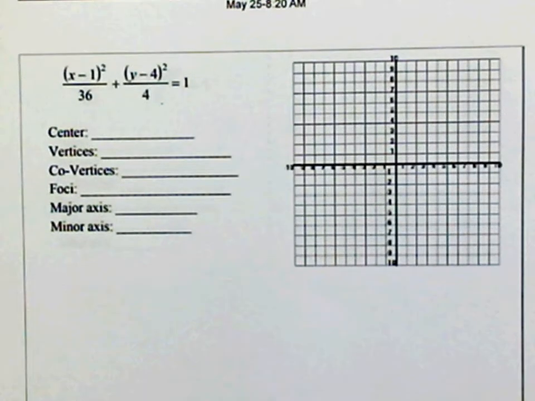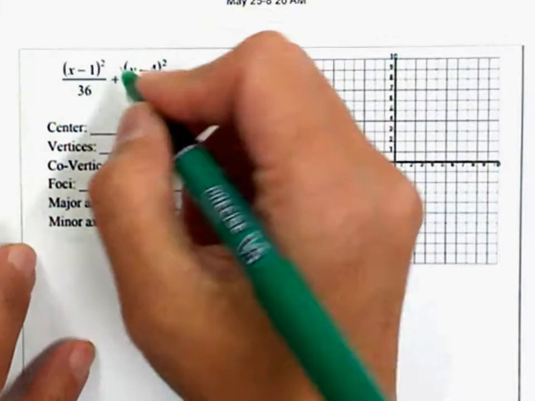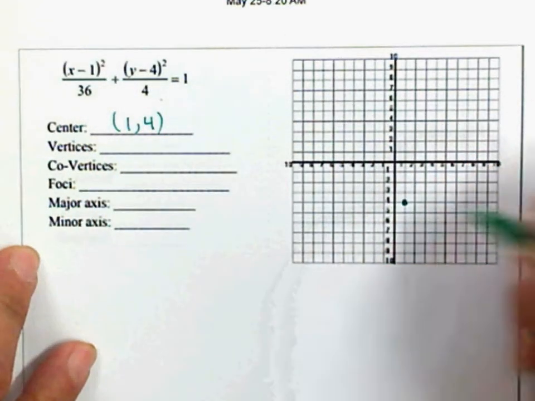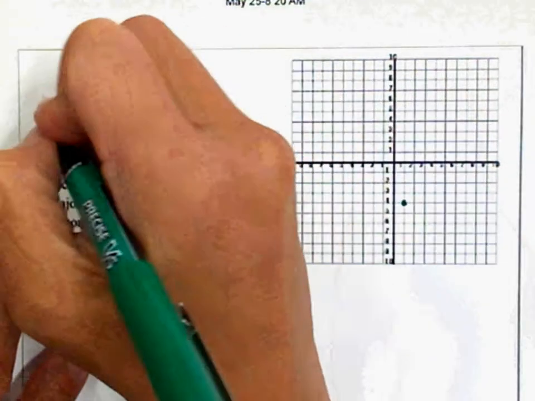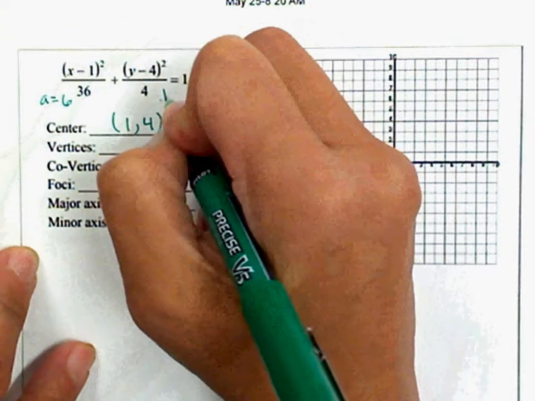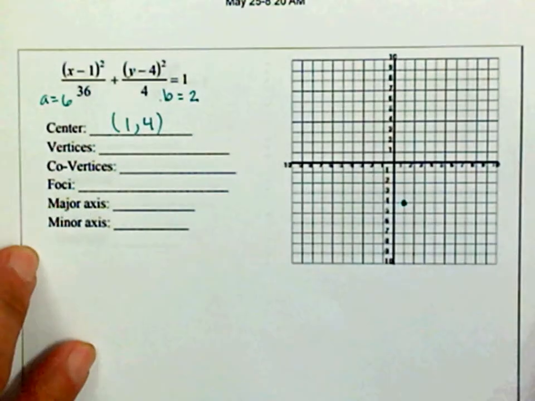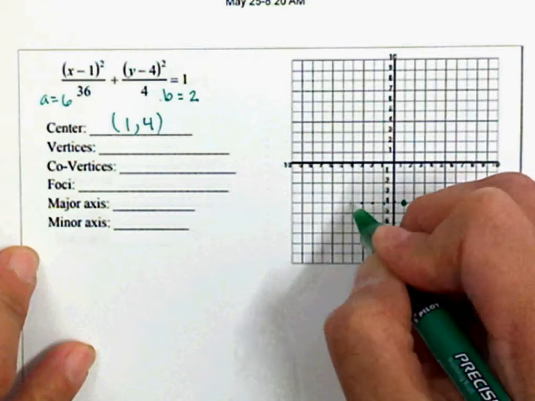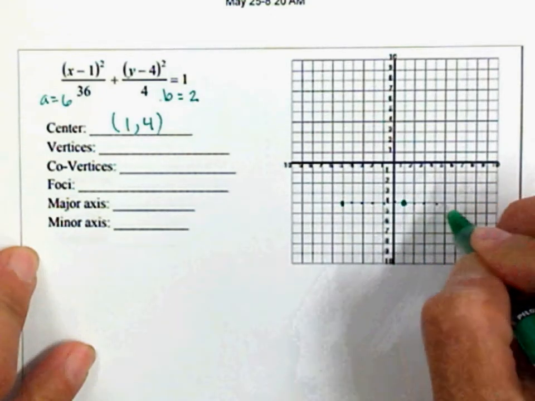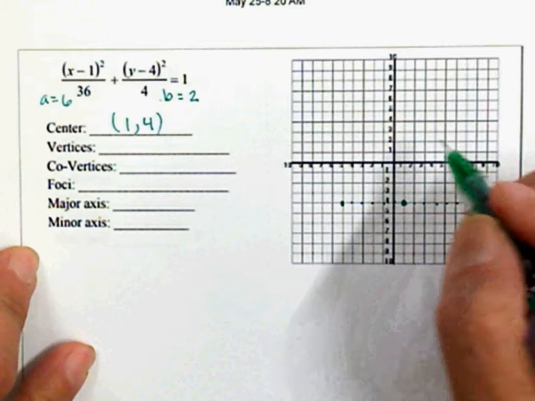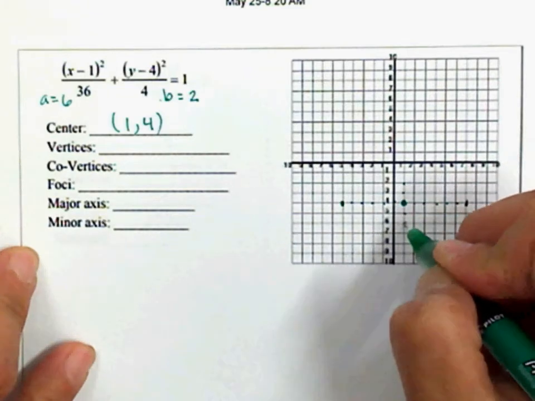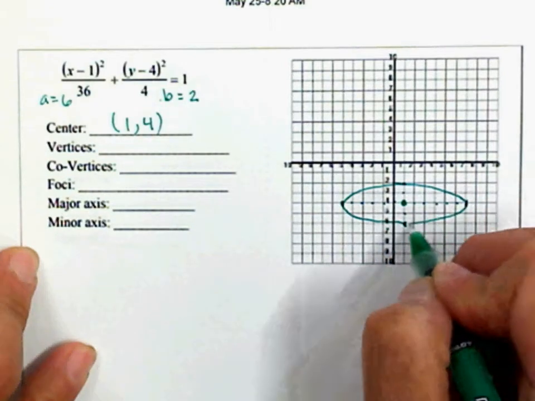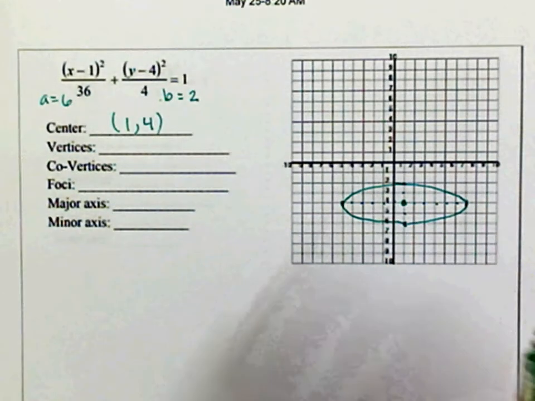So before we start, let's find our center. Your center is 1 and 4. So 1 and 4, okay? Your A is 6 and your B is 2. All right. So I'm going to go ahead and graph. So I'm going to go 1, 2, 3, 4, 5, 6. 1, 2, 3, 4, 5, 6. And I'm going to go up 2. 1, 2, down 2. And I'm going to attempt to make an ellipse. As you can see, mine's not that great, but it looks decent, okay?